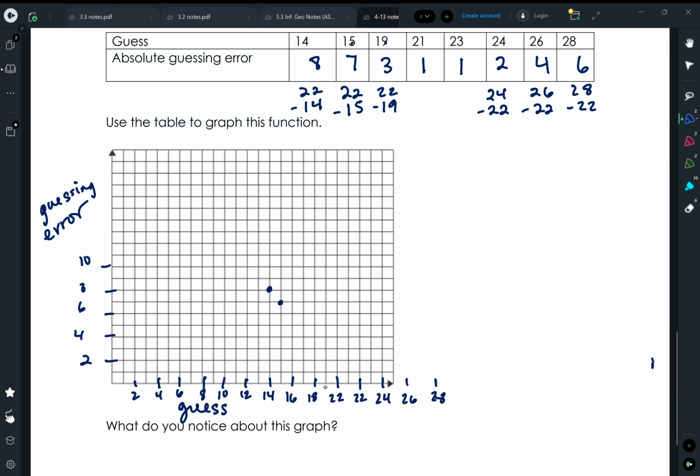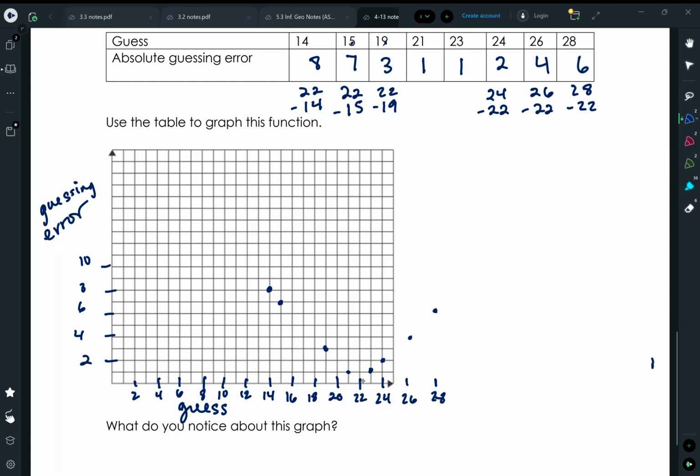A guess of 19, we are off. Oh, you know what? I think I messed this one up too. Wow. I've got 20 missing right there. Okay, a guess of 19, we are up to 3. Let's see, 21 is 1. 23 is also 1. 24 is 2. 26 is 4. And 28 is 6.